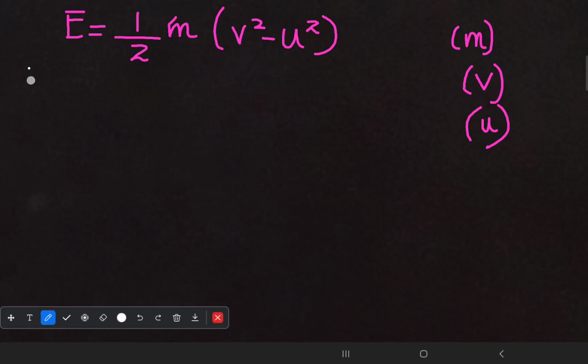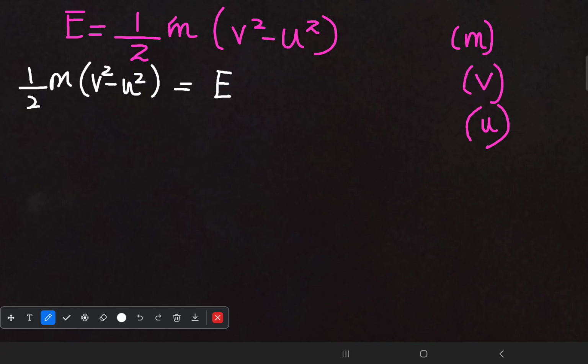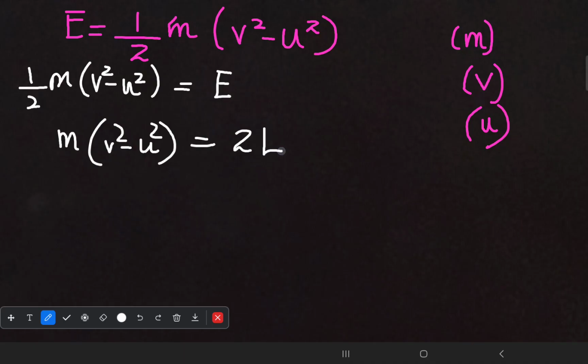To subject m, let's bring this one here: v square minus u square equals e. You should understand the patterns of multiplication, division, addition or subtraction. First of all, there's a division by 2. Let's bring that divided by 2 as a multiplicand 2. So this will become 2 times e, 2e.